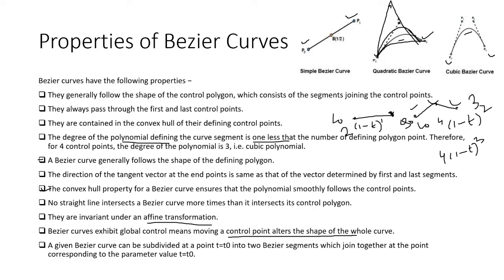Okay. A given Bezier curve can be subdivided at a point t equals c into two Bezier segments which join together at the point. So this is whatever basically I have said previously, that whenever you are joining two straight lines, you are getting one Bezier curve. Okay, so that is how it is working. So that was it for the concept of the Bezier curve. We shall explore more whenever we are discussing the spline curves.